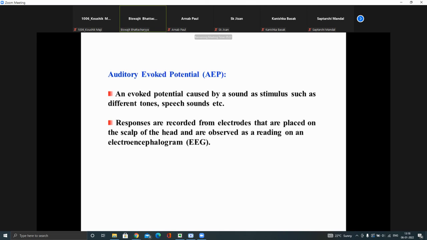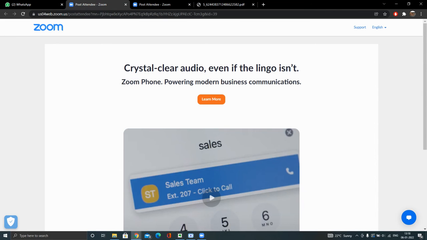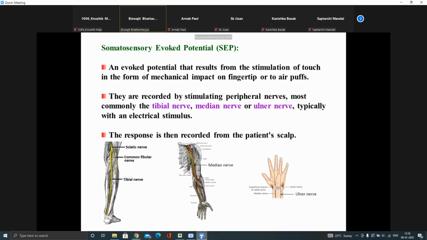Auditory evoked potential is that in response to the presence of some sound as stimulus, in the form of different speech, frequency, tone, all such things. Then some change in voltage will be found in our EEG. The responses are recorded from electrodes placed on the scalp, the skin surface of the head, and are observed as a reading on an EEG, electroencephalogram. That is called auditory evoked potential.